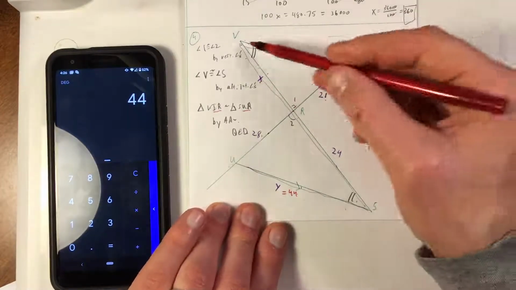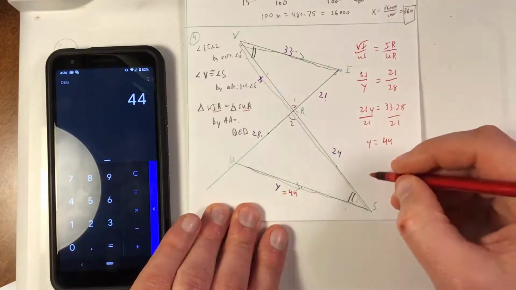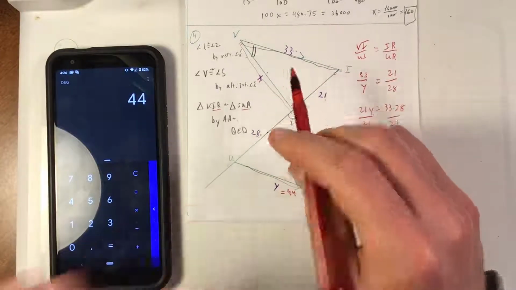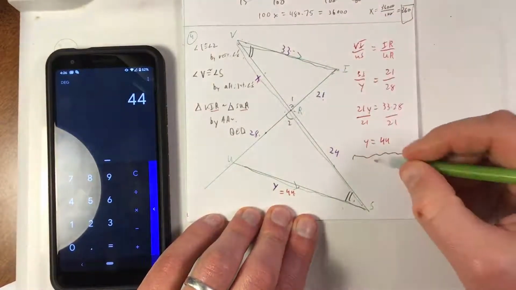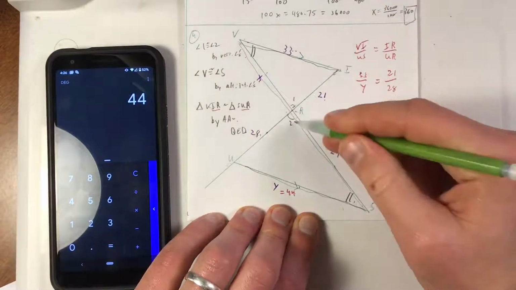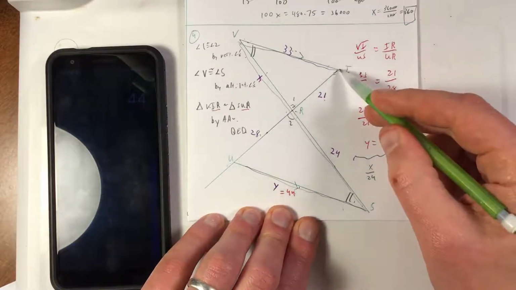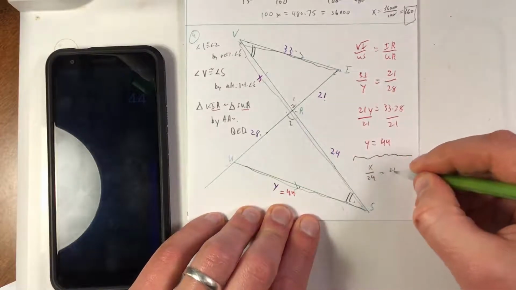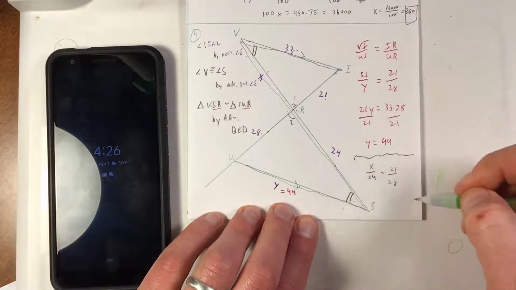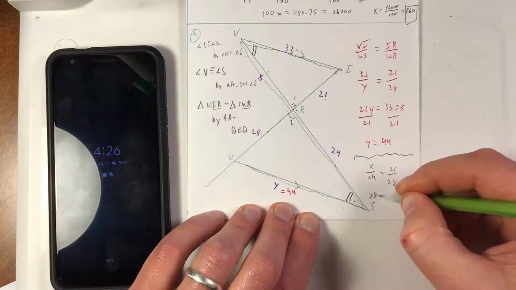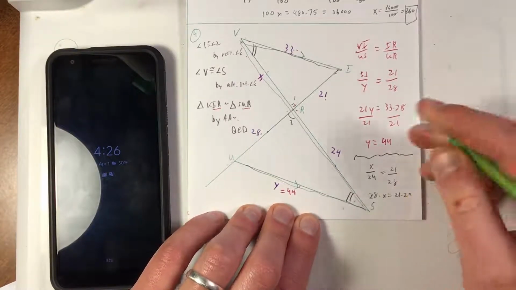X, VR matches up with SR. Let's see here, VR. Let me get a different color. Is X. SR is 24. And we're going to use the sides that we know again, though. 21 over 28. And then we just got to cross multiply. So 28 times X is equal to 21 times 24.